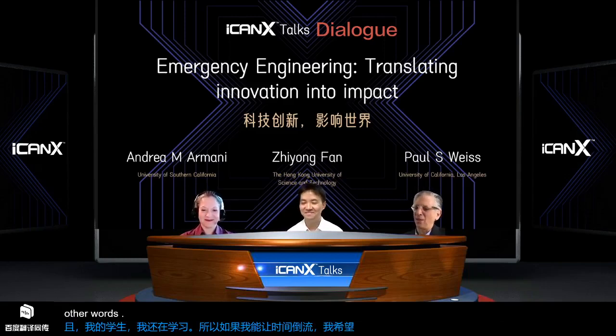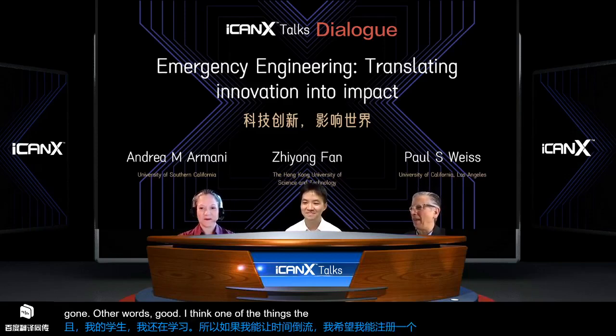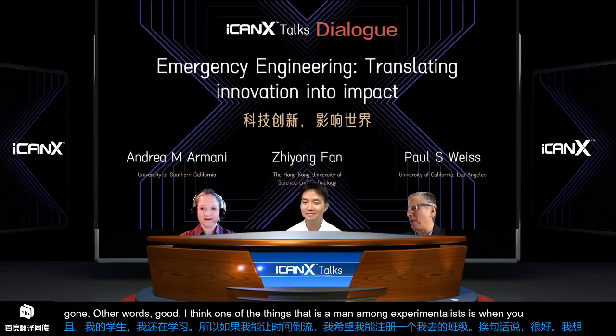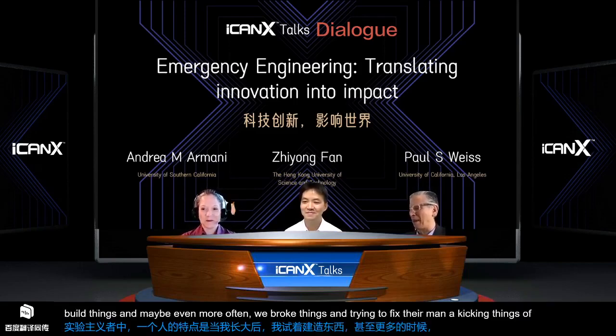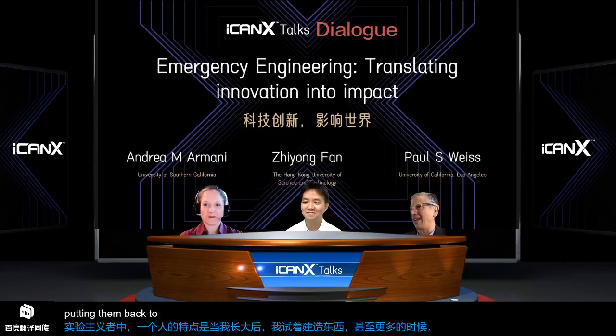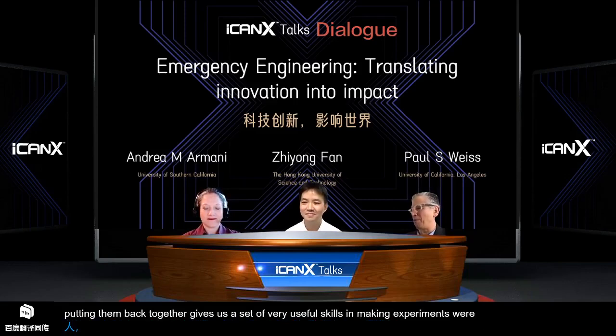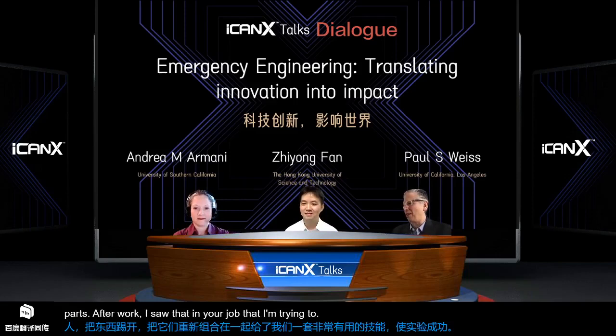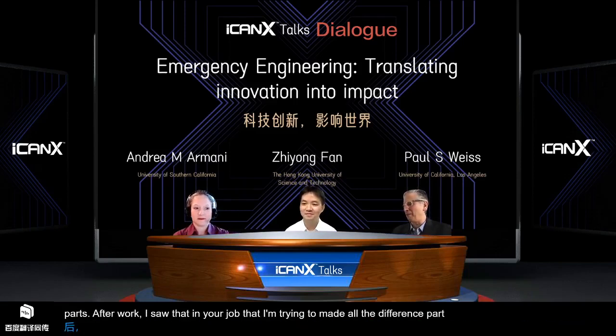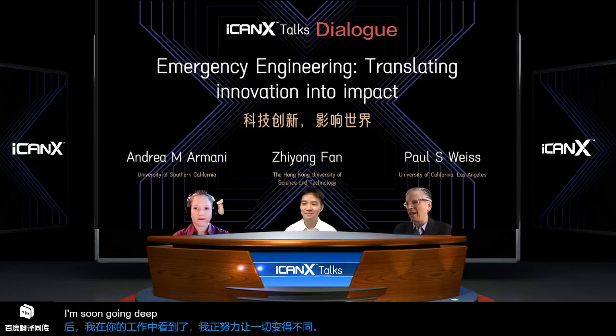Very good. Yeah, I think one of the things that is common among experimentalists is when we grew up, we tried to build things, and maybe even more often we broke things and tried to fix them. And that taking things apart and putting them back together gives us a set of very useful skills in making experiments work, where all the different parts have to work. We saw that in your talk, that you're trying to make all the different parts mimic the function of the eye, and maybe even soon going deeper and into the brain.